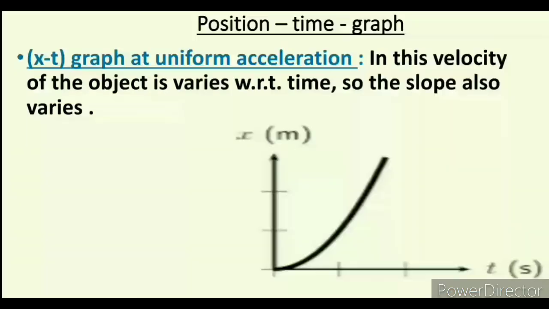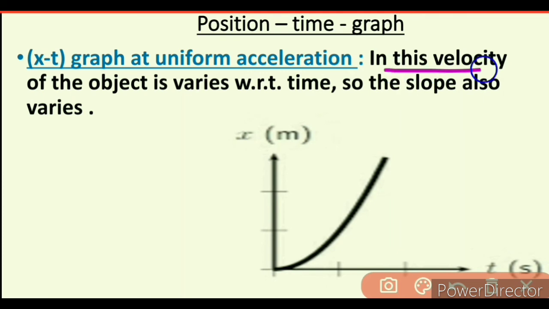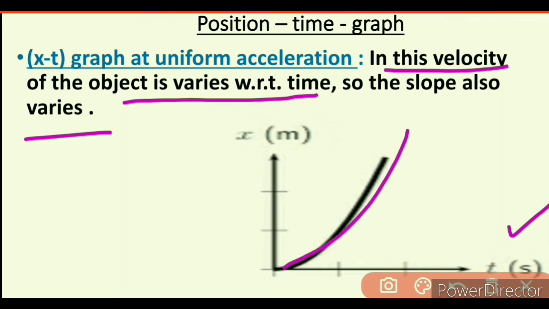In the position-time graph for non-uniform motion, the velocity of the object varies with respect to time. We know in non-uniform motion the body covers unequal distances in equal intervals of time, so the velocity of the object changes. Thus the slope also varies. In this graph we can clearly see the slope is increasing as the velocity of the object increases.